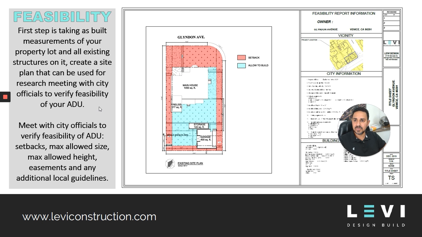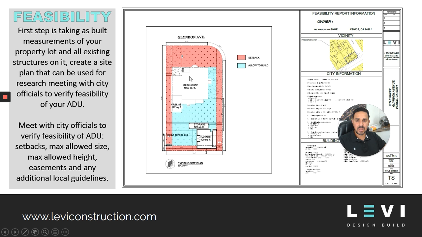What is a feasibility? A feasibility is basically the first step you want to take when you design and plan your ADU. On the feasibility, you're going to have a professional taking measurements of your existing lot. As you can see here, we're going to use this as an example. This is a feasibility that we've done before. So the lot here is around the red perimeter.